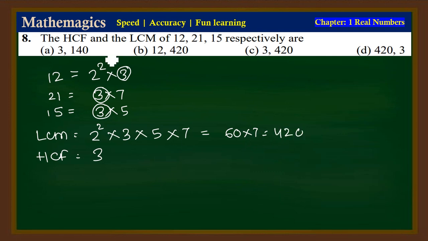So the question is asking for the HCF and the LCM. So HCF is 3 and the LCM is 420, and this is the correct answer. So 3 and 420 is option number C. That is the correct answer.